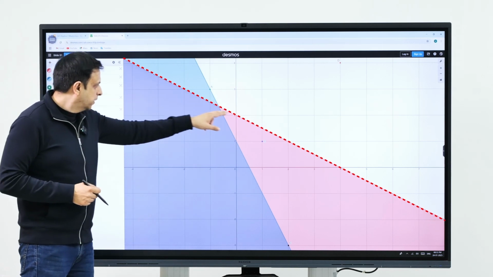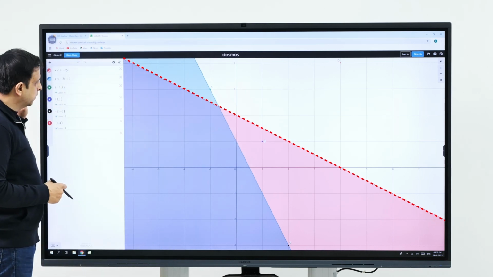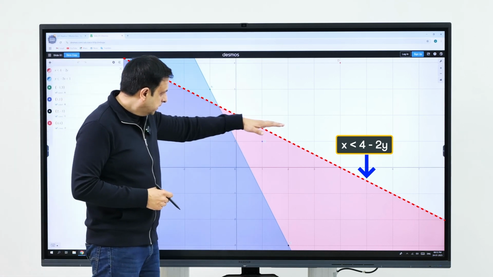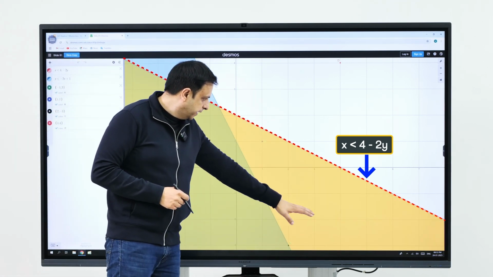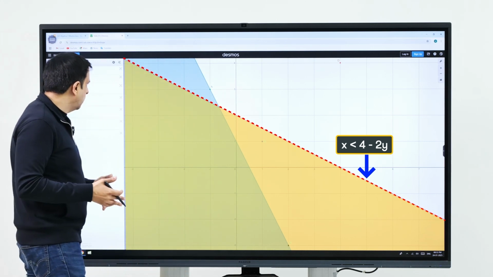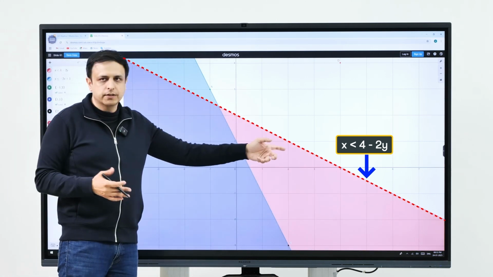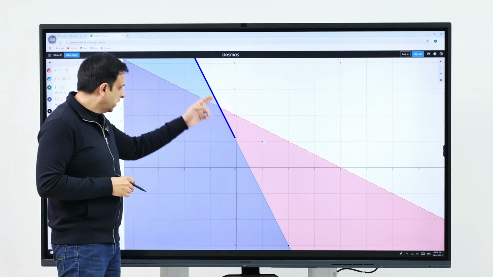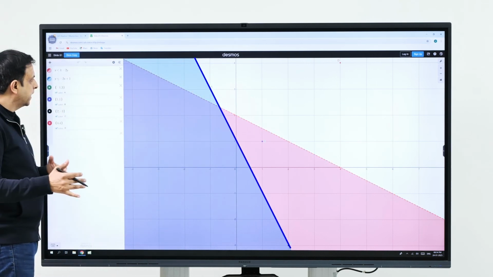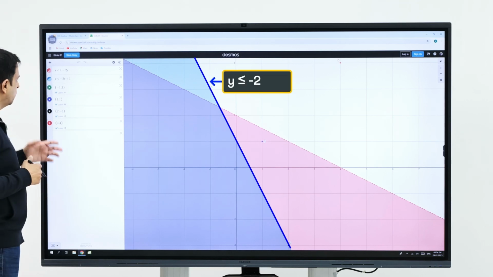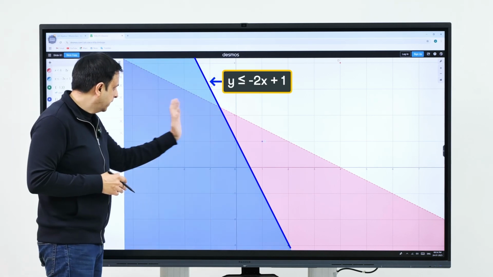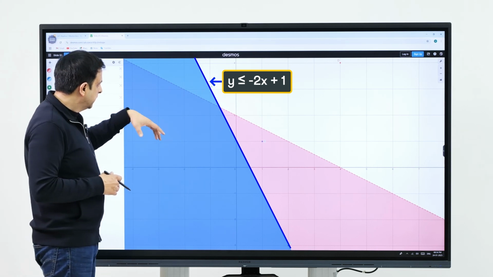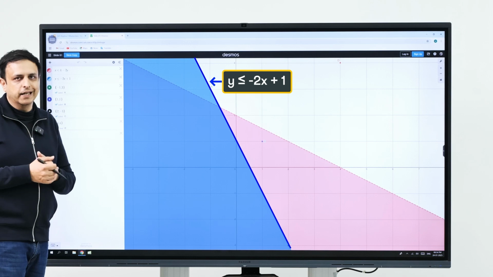So this red dotted line corresponds to the first inequality, x less than 4 minus 2y, and the half plane below it, the shaded area, as you can see, is the solution set of the first inequality, and the boundary line is dotted because we have a strict inequality there. The second boundary line here corresponds to the second inequality, which is y less than or equal to minus 2x plus 1, and the half plane below this, which you can see here towards the left of this line, is the solution set of the second inequality.